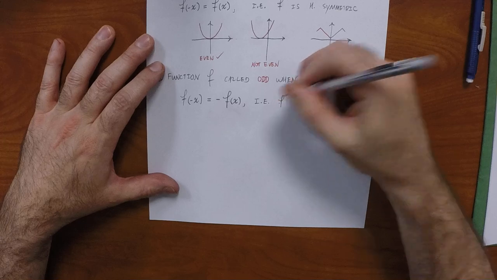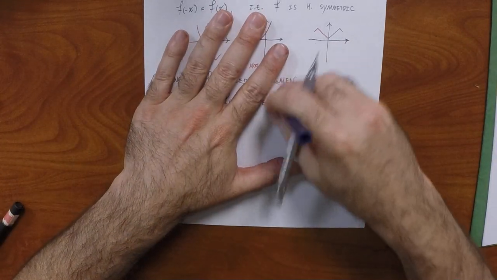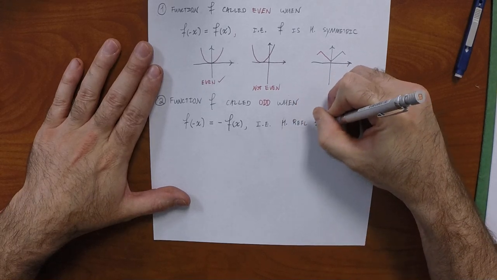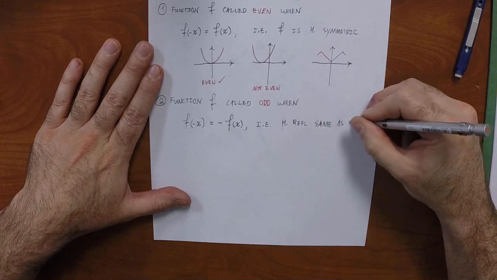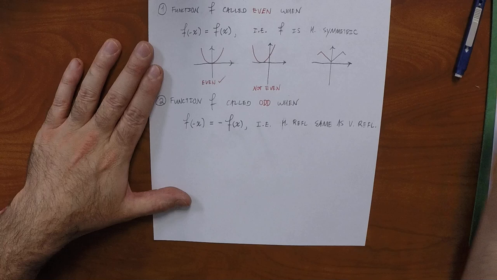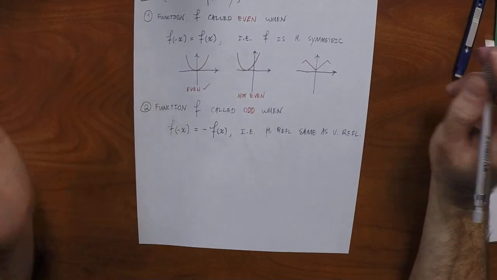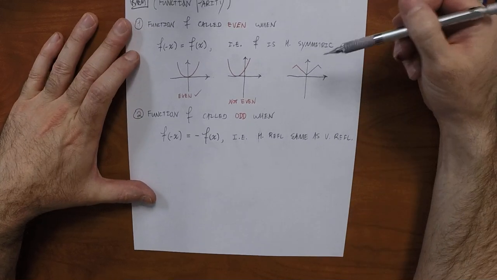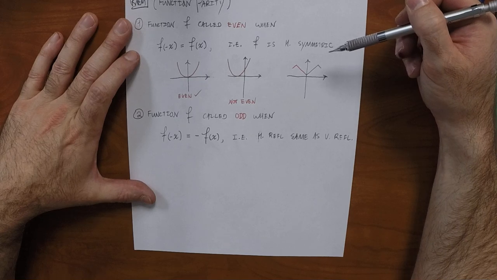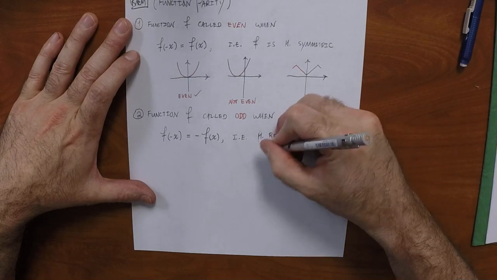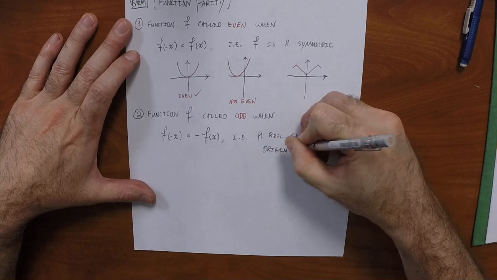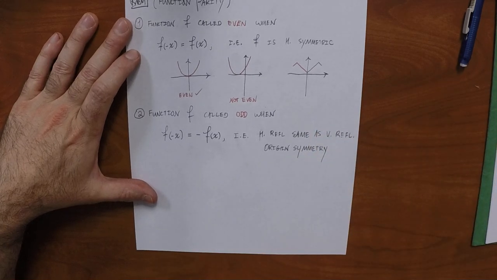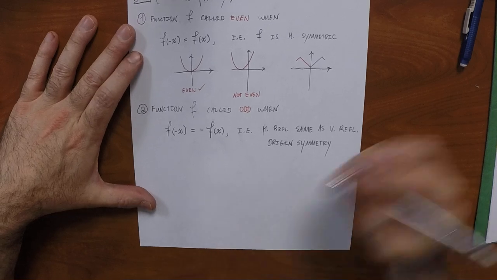I.e., a horizontal reflection is the same as a vertical reflection. Now, I have to say something that I don't like, because I think it's meaningless, but it's what your textbook says, and it's what's all over YouTube and everywhere else. Even functions are said to have a horizontal symmetry. Odd functions are said to have an origin symmetry. I think that's a terrible phrase, because what would that even mean? But whatever. I wasn't there when it was named.